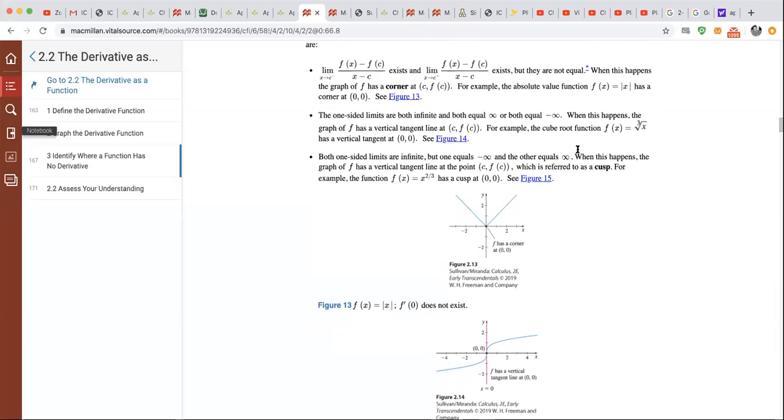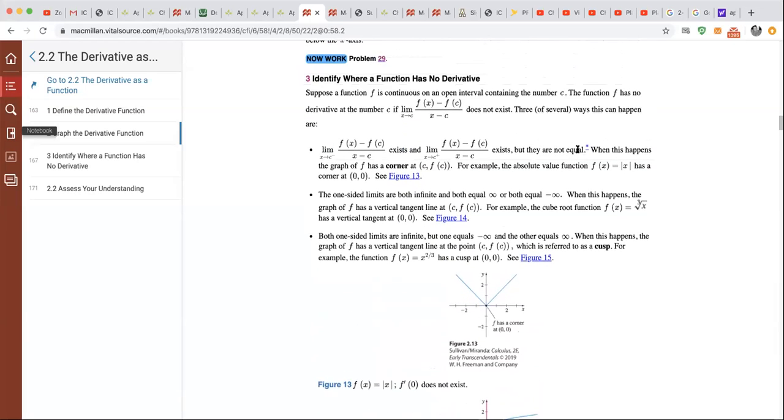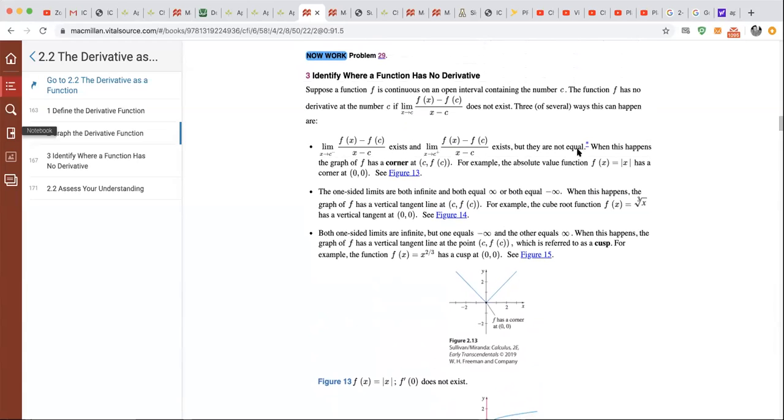I want to remind you that in the text they made a point to show three examples. Notice just before it, this section in the text, on page 167, section 2.2. Identify where a function has no derivative. There are 3 examples they give. Notice what this says right here just before it gives the examples: 3 of several ways this can happen are, okay?